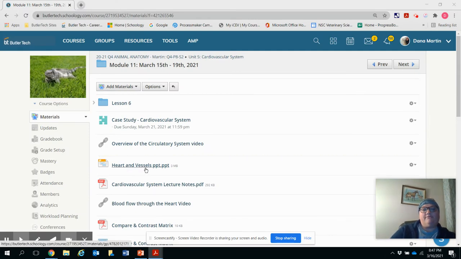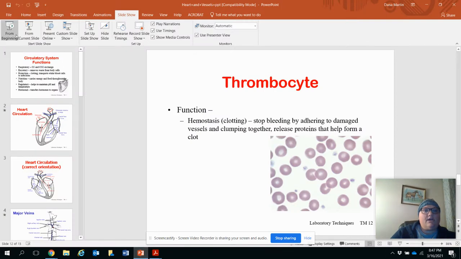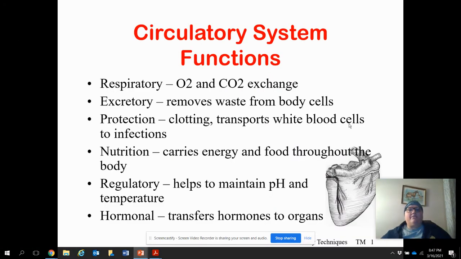We're going to click on the Heart and Vessels PowerPoint to go over this lecture. So here is the lecture. We're going to go ahead and begin. So the circulatory system, its function, it works hand in hand with the respiratory system. We just got done with the respiratory system. So the respiratory system is going to bring that oxygen, or O2, into the body. And then the circulatory system is going to pick that up, and it's going to move the oxygen throughout the body to the organs and tissues and cells that need it.